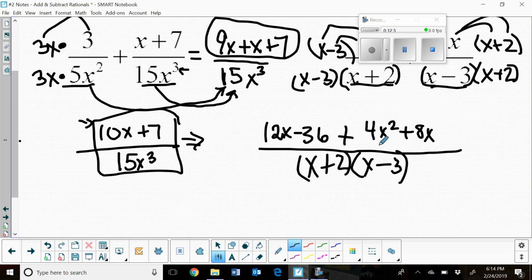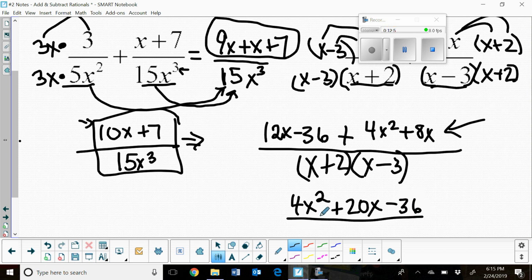Now I just have to simplify the top. So let's simplify this numerator. I have a 4x squared, and notice I'm putting it in standard form. I'm going to take my 12 and my 8, and I'm going to add that to 20x minus 36. Now, my denominator, I just bring it down.